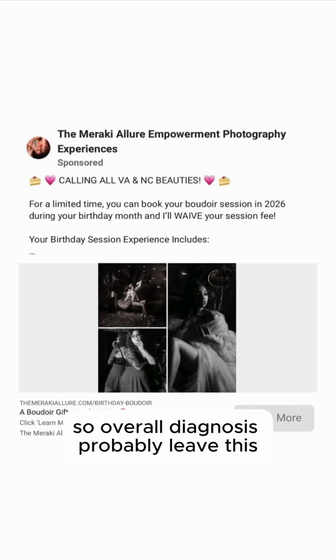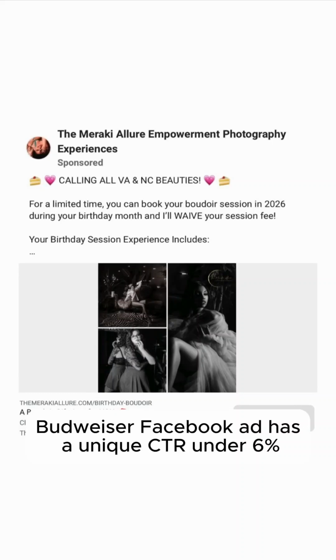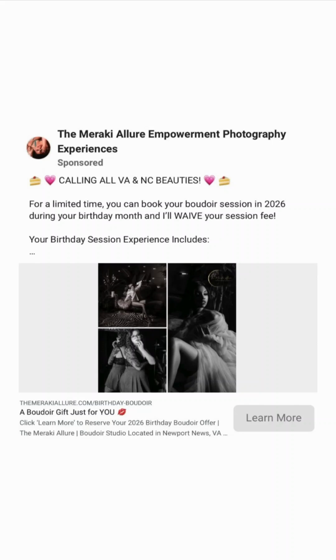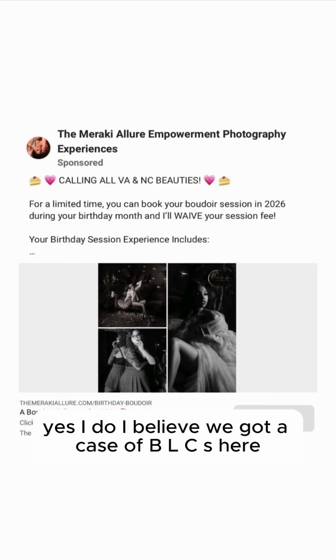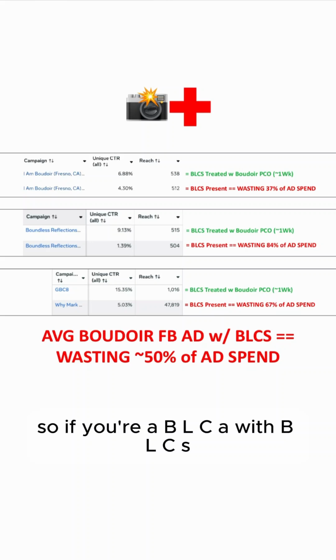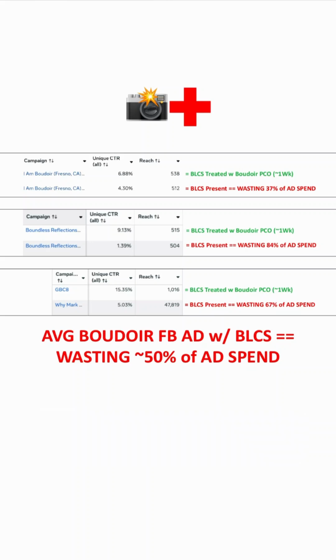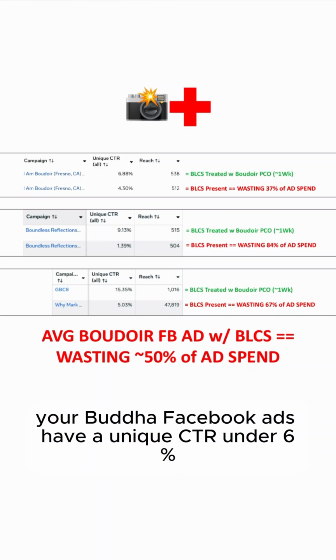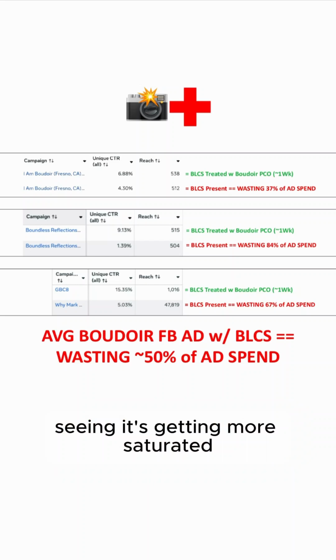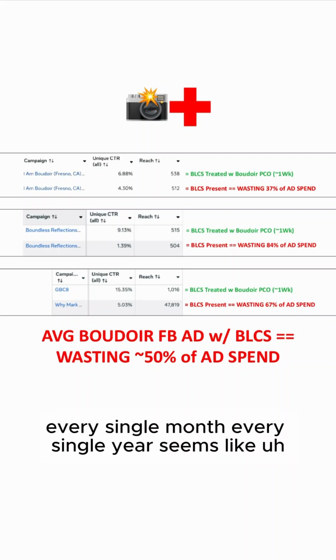So overall diagnosis: does this Boudoir Facebook ad have a unique CTR under 6% and have BLCS, Boudoir low click syndrome? Yes, I do. I believe we got a case of BLCS here. So if you're a BLCA with BLCS, a Boudoir low click advertiser with Boudoir low click syndrome, your Boudoir Facebook ads have a unique CTR under 6%, and you're looking out there in the marketplace, seeing it's getting more saturated every single day, every single week, every single month, every single year.